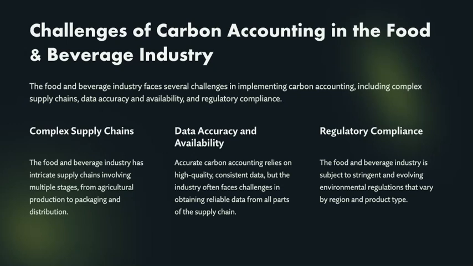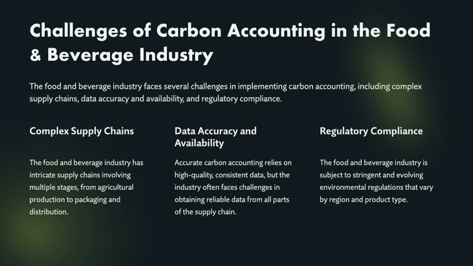Data accuracy and availability. Accurate carbon accounting relies on high quality, consistent data, but the industry often faces challenges in obtaining reliable data from all parts of the supply chain. So it's hard to ensure the accuracy and consistency of emissions data from the various sources, including suppliers and subcontractors. Our platform, Sustainium, ensures high quality data integration and management, providing tools that support standardized methodologies for precise emissions calculations.